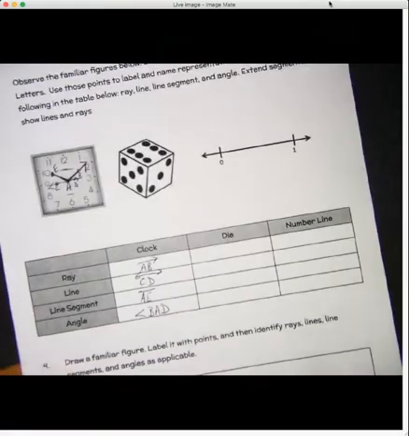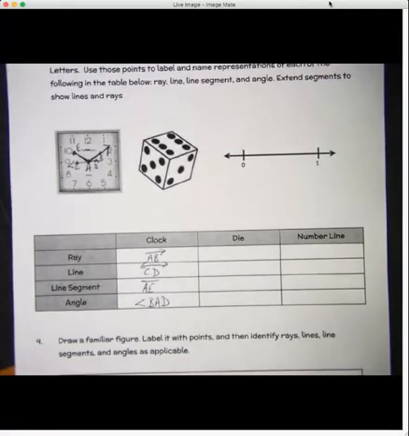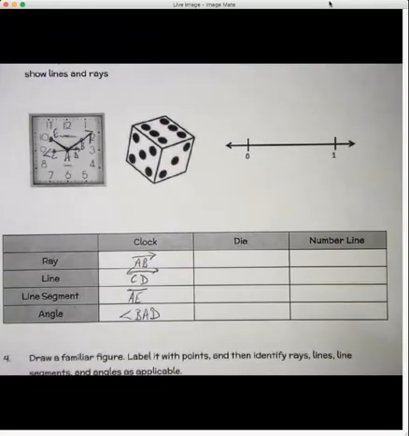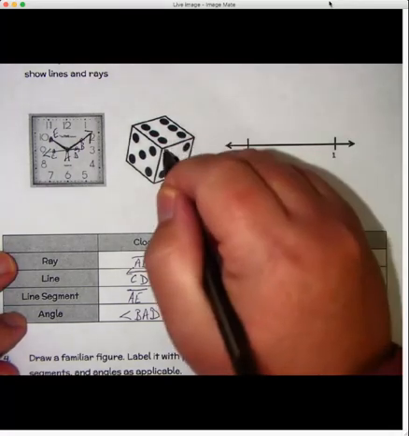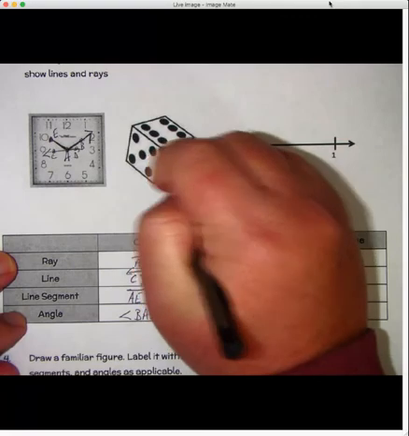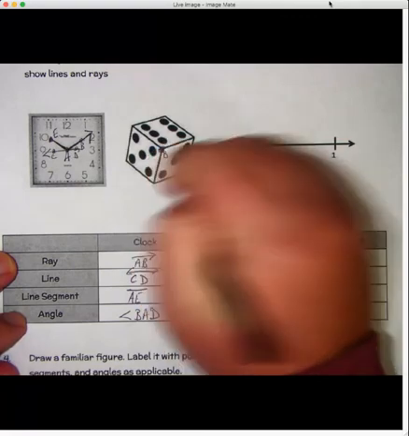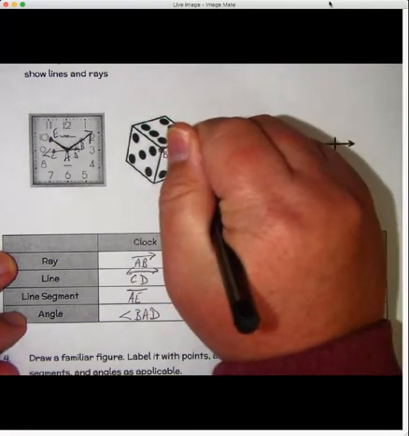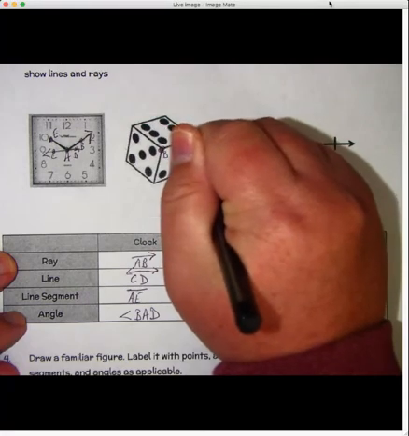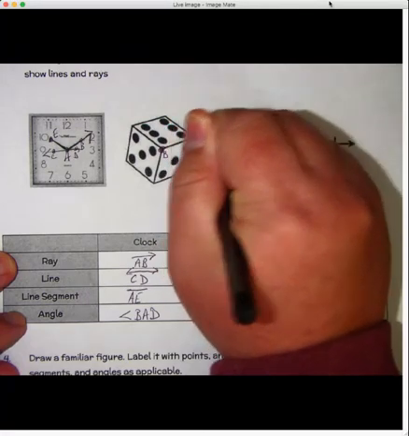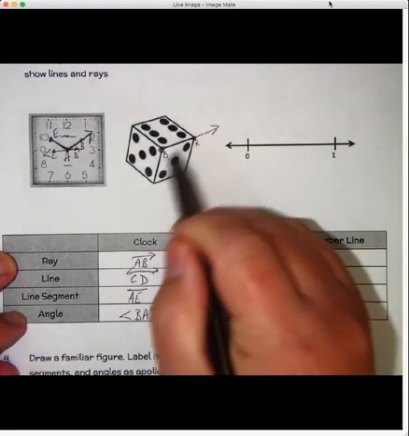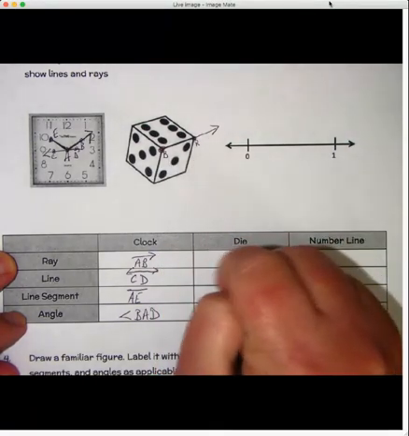Okay, the second one says die. What? Oh, that's singular for dice. Okay. So this looks fun. We got lots of dots to connect. So a ray. Okay, let's call this corner right here B, and we'll call this corner R. And then we'll just draw an arrow on like that. So that would be ray BR.